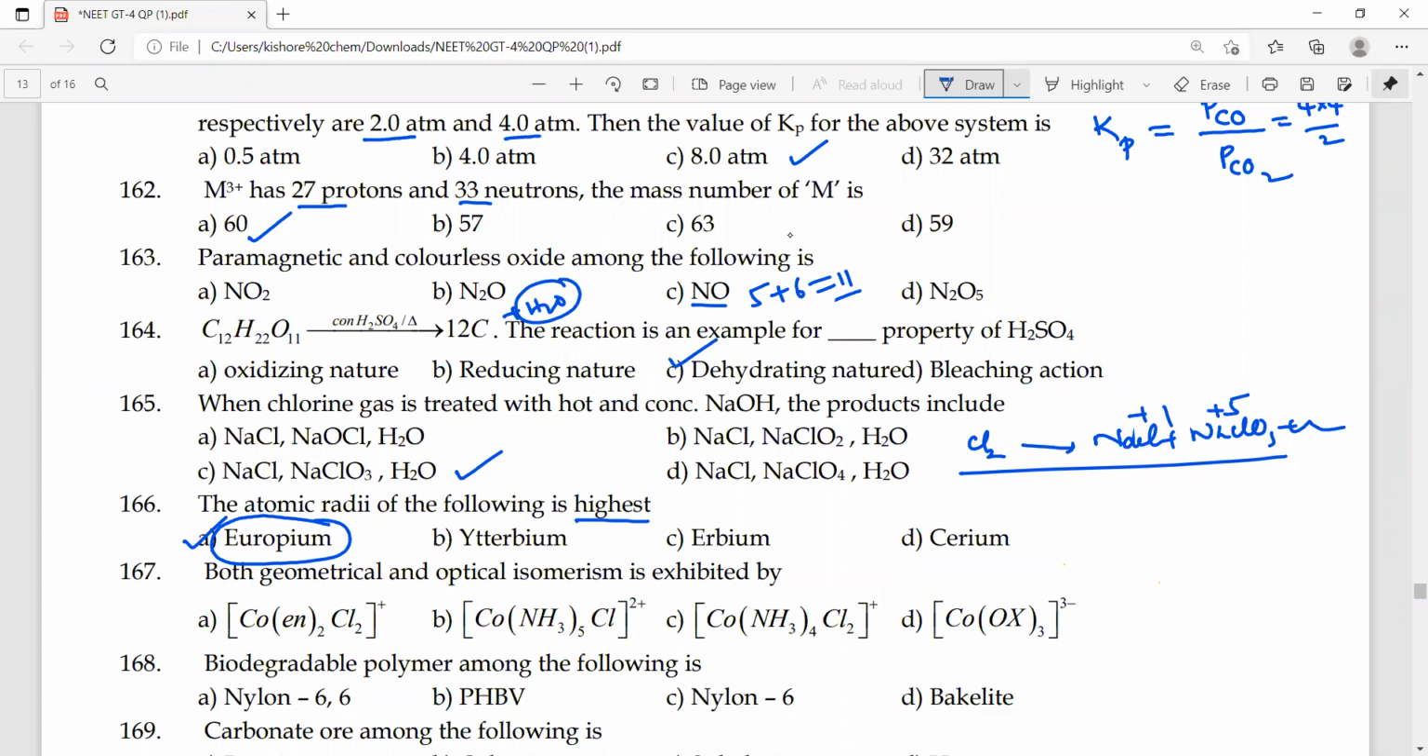Which one shows both geometrical and optical isomers? First you see this one, M A A 2 B 2. This one shows geometrical as well as optical isomers. It does not show geometrical isomers. It shows only optical isomers.